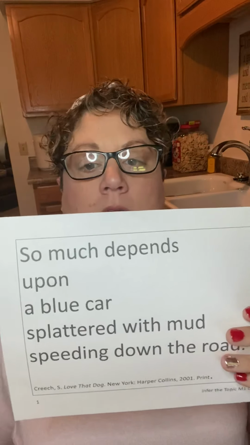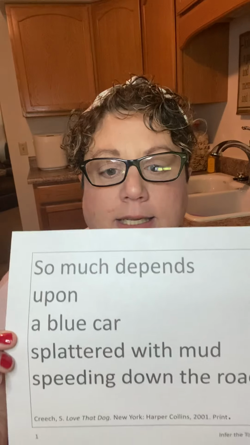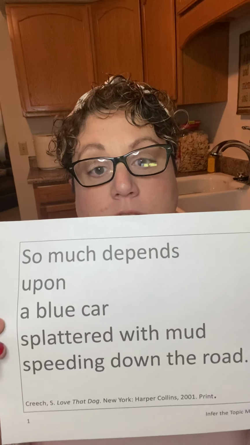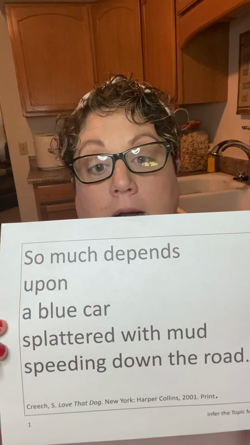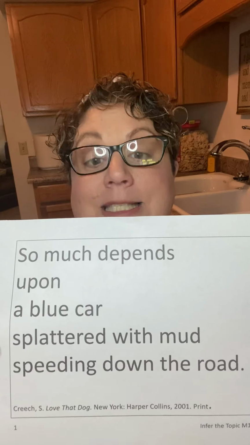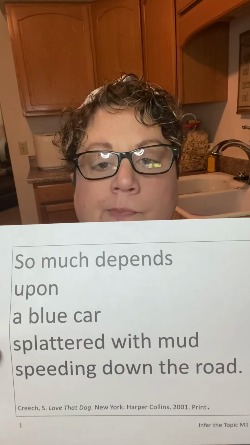The first box says, I notice. It's things that you see. The next one says, I wonder. And it's questions that I have. What you're going to do is look at different texts. And I'm going to show you an example of a type of text that you're going to look at. So this is a type of text that you'll be looking at. It says, so much depends upon a blue car splattered with mud speeding down the road.